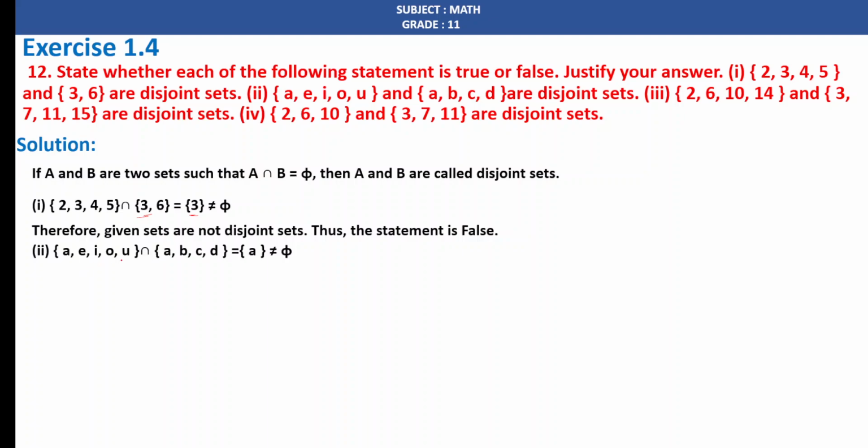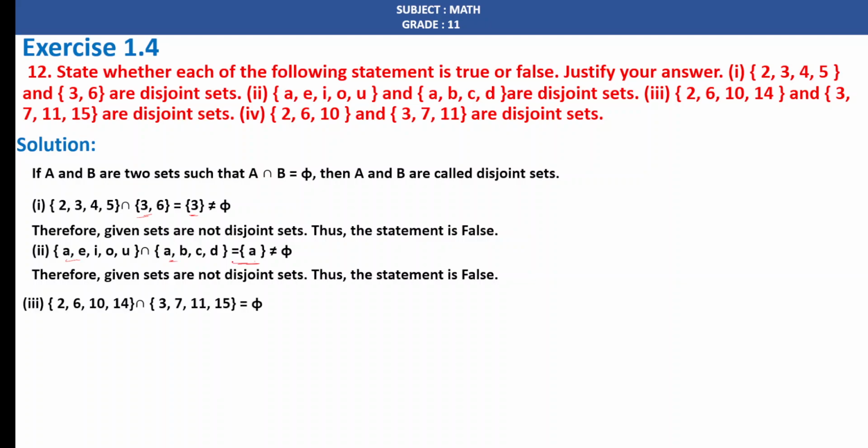Second one, AEIOU intersection ABCD, A is common here. So, we are going to get a set with element A. But this is not equal to the null set. Therefore, the given sets are not disjoint sets. Thus, the statement is false.